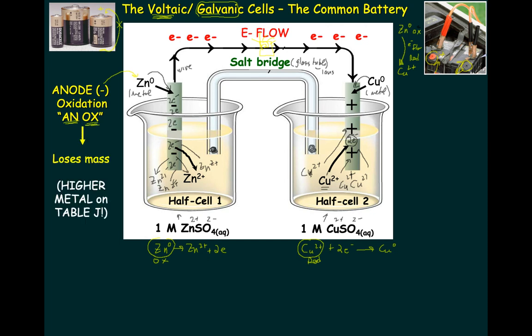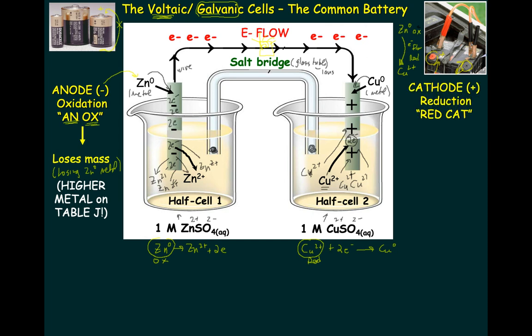This is going to lose mass because you're going to be losing zinc metal, because zinc metal becomes zinc 2 plus that goes in the solution. And if you lose zinc metal, then this has to become lighter. And the anode is always the higher metal on table J, if you're using the 2 metals on table J.